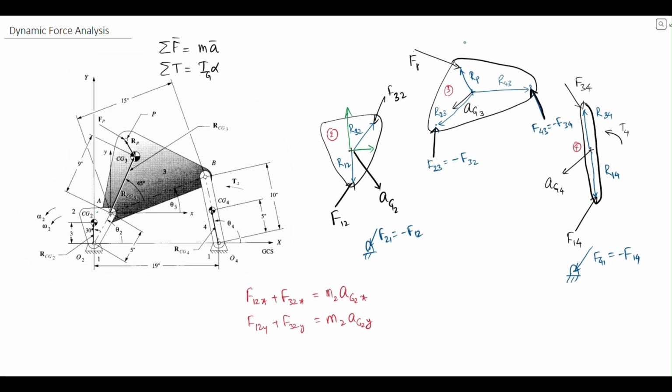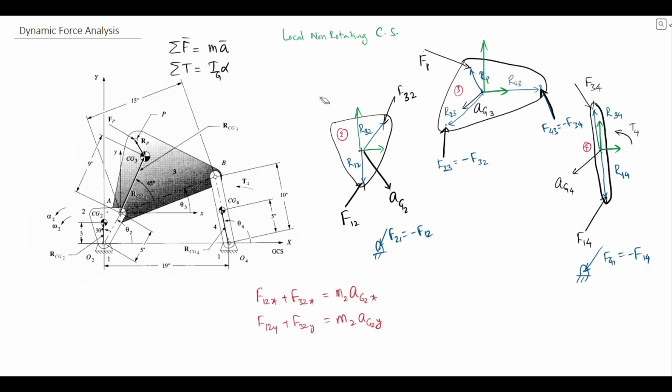We can then also similarly consider a local coordinate system here for these individual bodies. So these are non-rotating coordinate systems. Based on the local non-rotating coordinate systems, we can write the x and y coordinates of any of these forces for any given position of this 4-bar linkage.